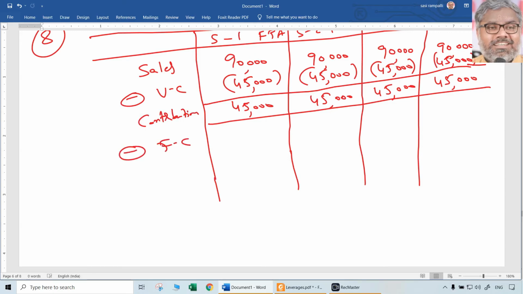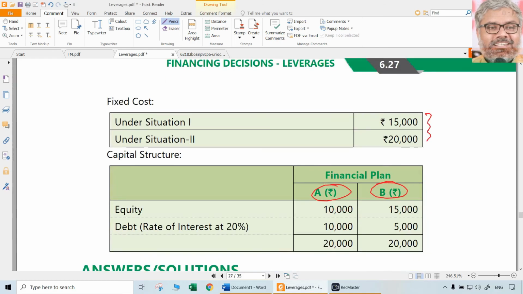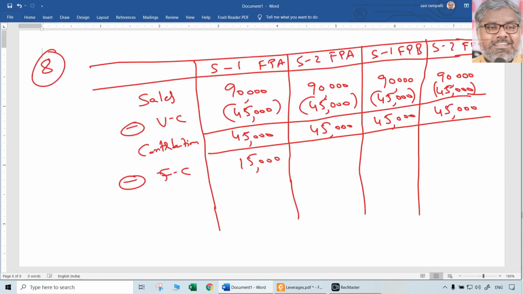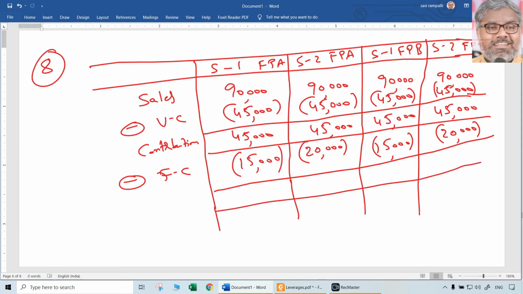Then from that, fixed cost will be different in situation 1 and situation 2. Situation 1, 15,000. So wherever situation 1 is there, there you fill 15,000. Here it is situation 1. Here also it is situation 1. There only you fill 15,000. Where there is situation 2, then it is 20,000 fixed cost. So 20,000, 20,000. These are 2 different situations. Now naturally, EBIT is going to be different in each case. So here it is 30,000, here it is 25,000, here it is 30,000, here it is 25,000.